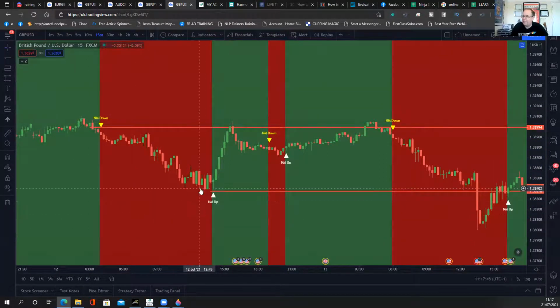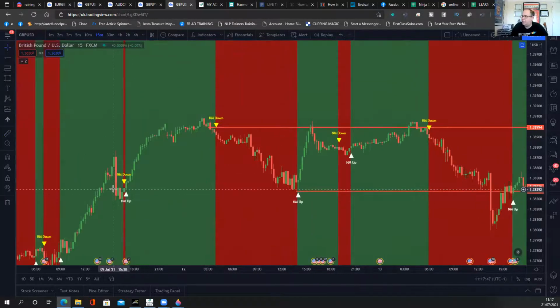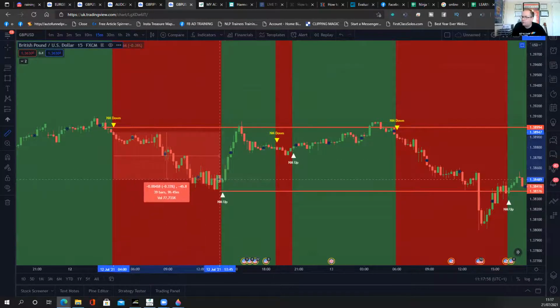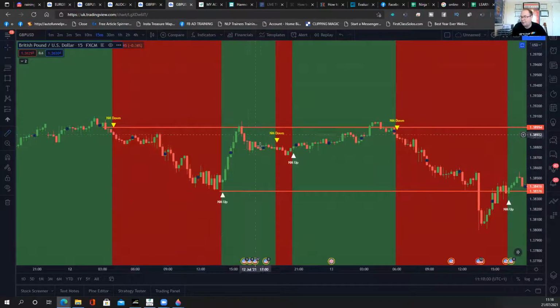As far as exit strategies go, you can look at previous highs, previous lows, or a supply and demand zone. If you know all that, you can use it to get the maximum number of pips. But if I got out when I got that ninja up, that's still 45 pips. So you could do that as a strategy as well.